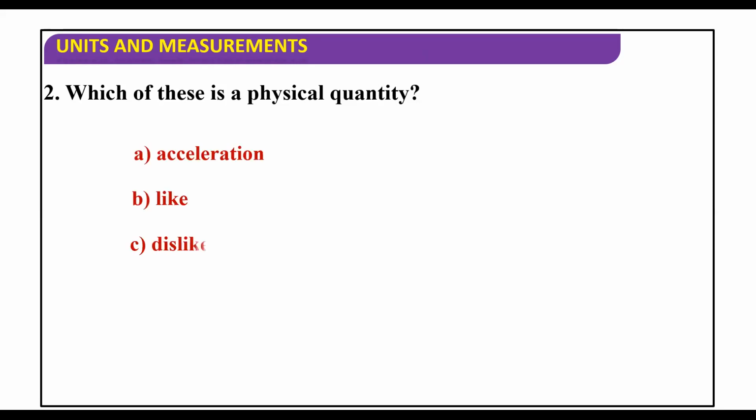The next question: which of these is a physical quantity? Acceleration, like, dislike, and hatred. Acceleration is the physical quantity, option A, because acceleration is a measurable quantity. The other quantities, like, dislike, and hatred, cannot be measured. So acceleration is the answer. Any doubts on this? Can we move into the next slide?